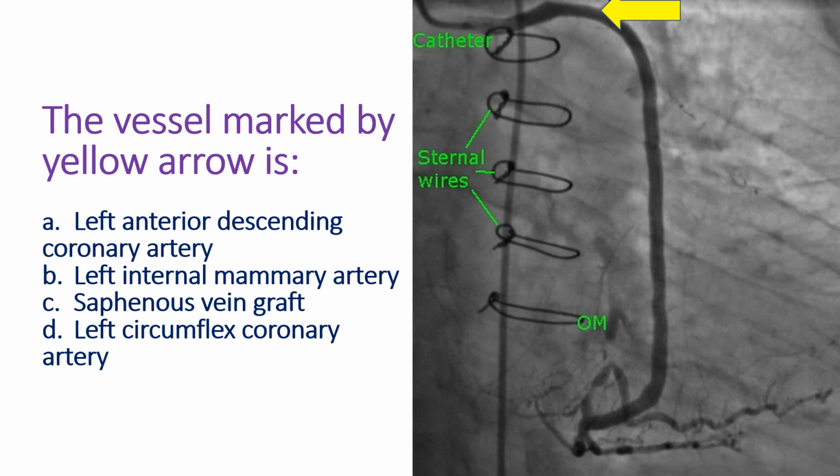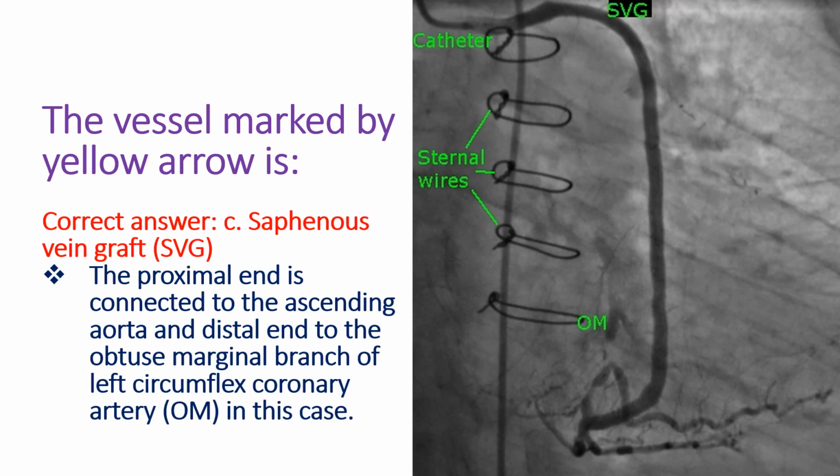The vessel marked by yellow arrow is A. Left anterior descending coronary artery, B. Left internal mammary artery, C. Saphenous vein graft, D. Left circumflex coronary artery. Correct answer: C. Saphenous vein graft, SVG.